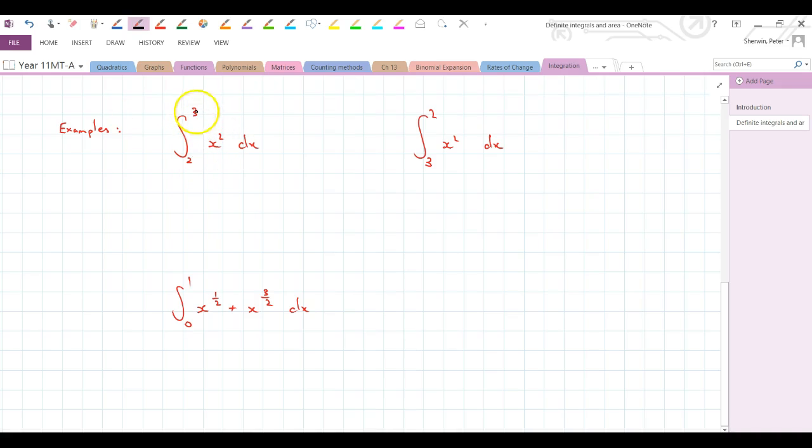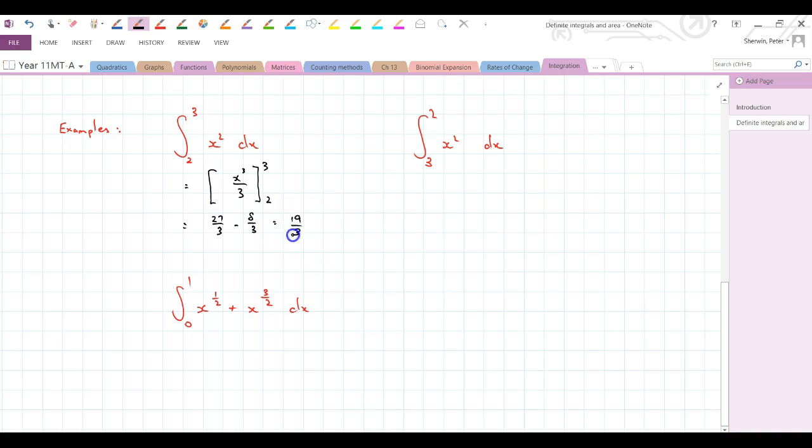The first one here is the integral from 3 to 2 of x squared. As soon as we're ready to integrate, we open up the square brackets. X cubed over 3 is my integrated expression, evaluating between 3 and 2. So my next move is to substitute 3 in here, so I get 3 cubed, which is 27 over 3, and I subtract 2 cubed, which is 8 over 3, so my result is 19 over 3.